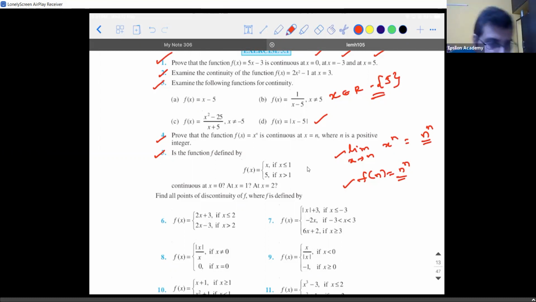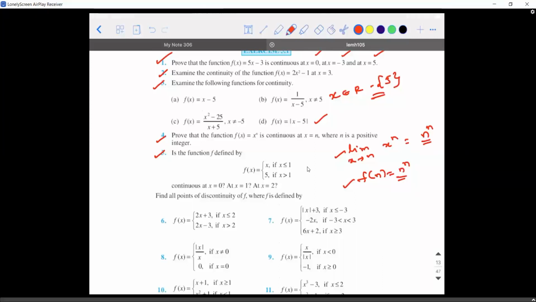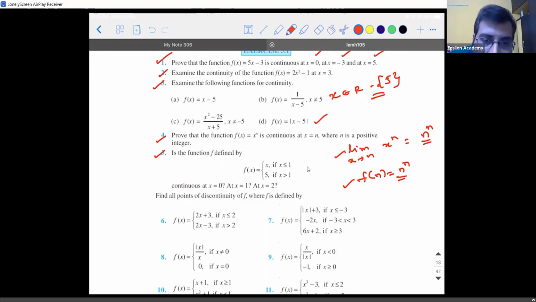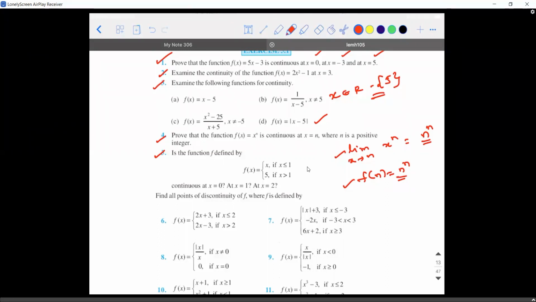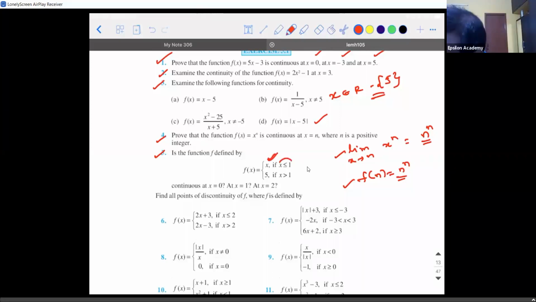Is the function f defined by f of x is equal to x for x less than or equal to 1, 5 for x greater than 1, continuous at 0 and 2? At 0 and 2 it will be continuous, at 1 it won't be. Very good. At 0 you will take x, because x less than or equal to 1. The function value at x is equal to 0 will be 0. Left limit and right limit will also be 0.